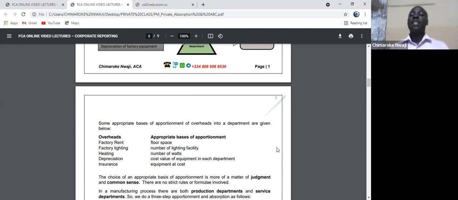So it means that in the exam hall, Chiamaka might decide to say that for factory lighting, we want to use number of watts. Madam Ramatu might decide to say for factory lighting, we will use number of lighting facilities. So it all depends on your judgment. Nobody will mark you wrong because you have exercised your judgment. It is how you carry out your calculation that matters.